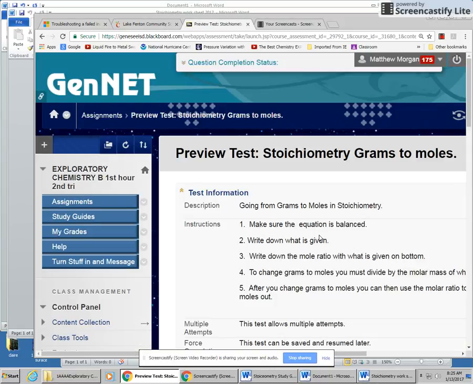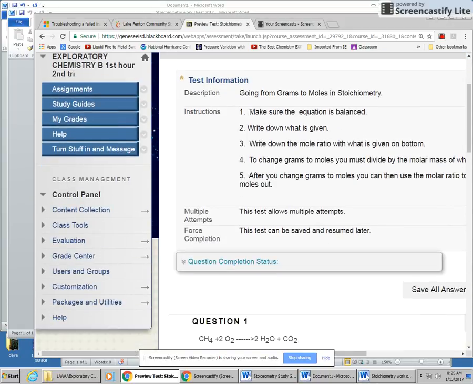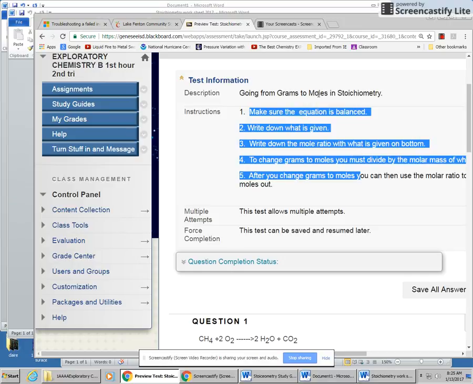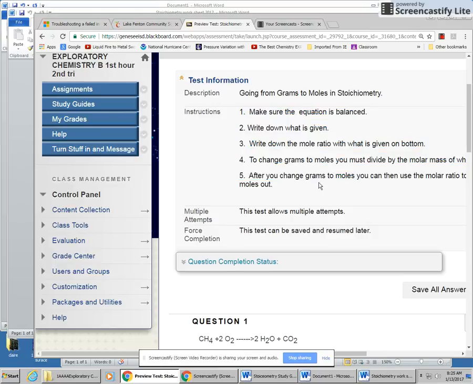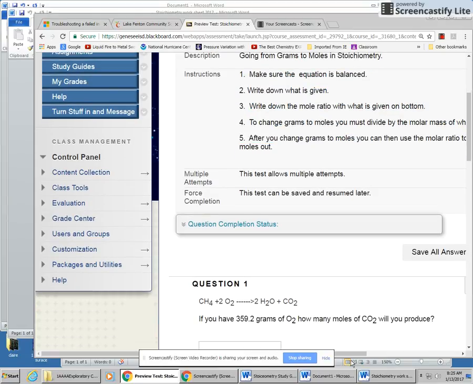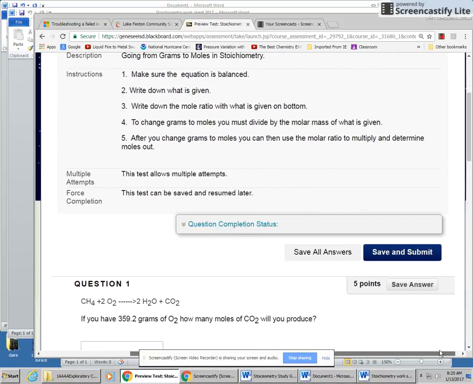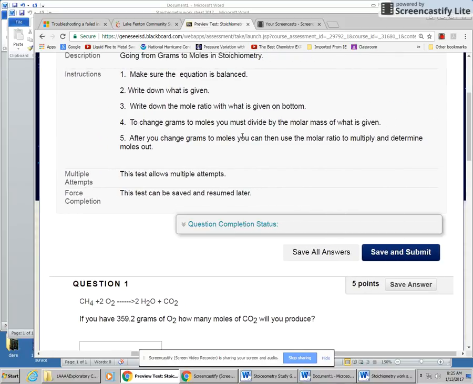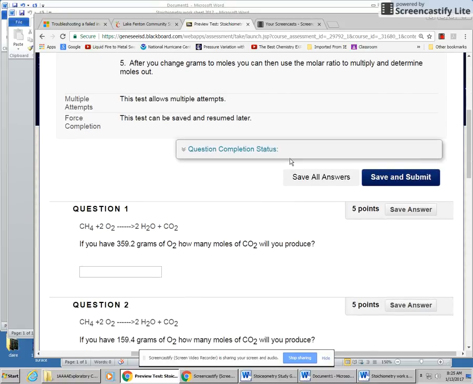and press continue. And the first thing that you want to do is to be able to read all of these. Make sure the equation is balanced, write down what is given, write down the mole ratio with what is given on the bottom. To change grams to moles, you must divide by the molar mass of what is given. After you change it to grams to moles, you can then use the molar ratio to multiply and determine the moles out. So basically, you get moles in and moles out.